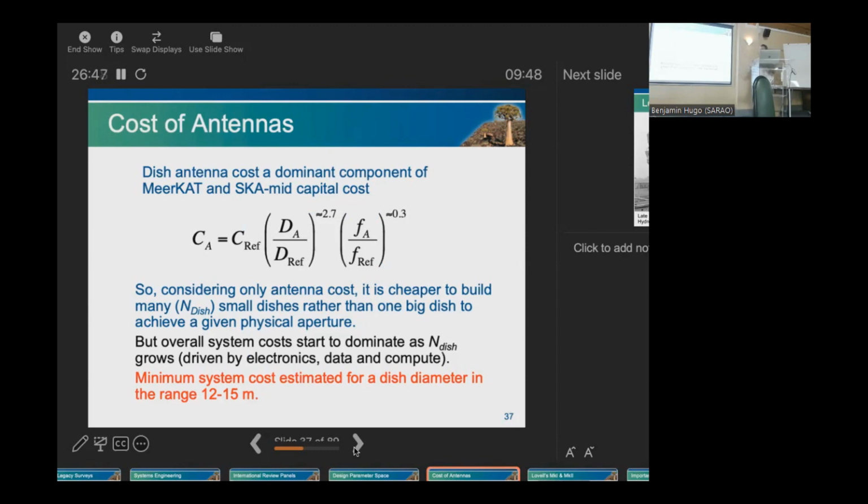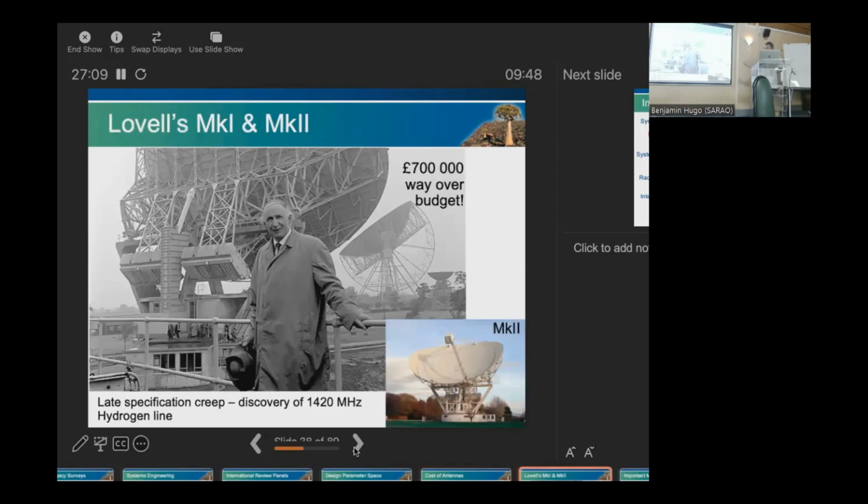If the only cost constraint you had was the dish, you would build tiny little dishes. But what mitigates against that is, when you have lots of dishes, you need lots of electronics, and so the electronics cost goes up. So you get a V-shaped curve. That was one of the things we went through, and it turns out that dishes between 12 and 15 meters are perhaps what you want.